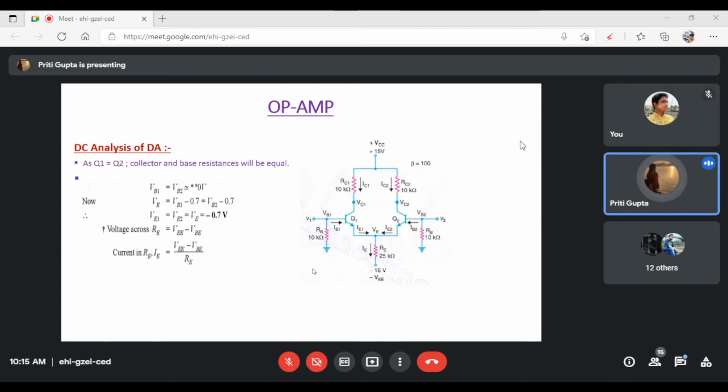Yes. Last, that is VC1 and VC2. That is this collector voltage. This collector voltage is equal to this voltage minus this drop, as simple as that. So VC1 equals VCC minus IC1 into RC1. Similarly, VC2 is equal to VCC minus IC2 into RC2. This voltage is equal to the total voltage minus this voltage drop. Calculate it and find out the values of VC1 and VC2.